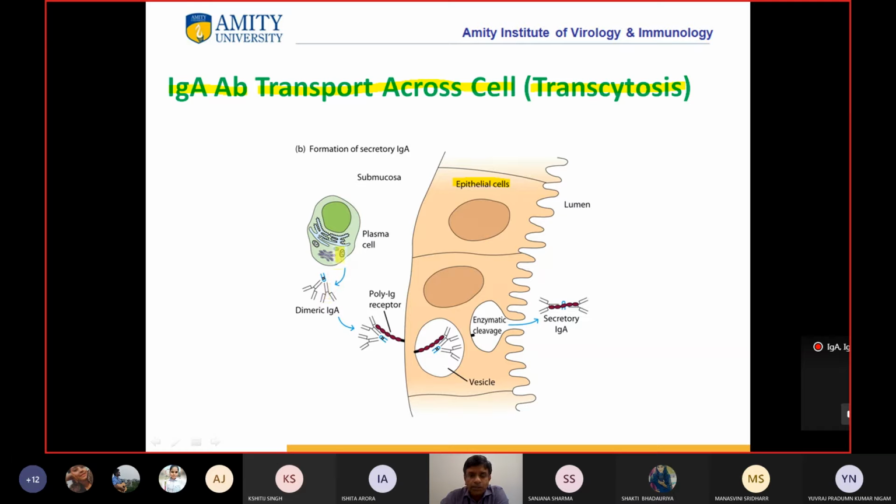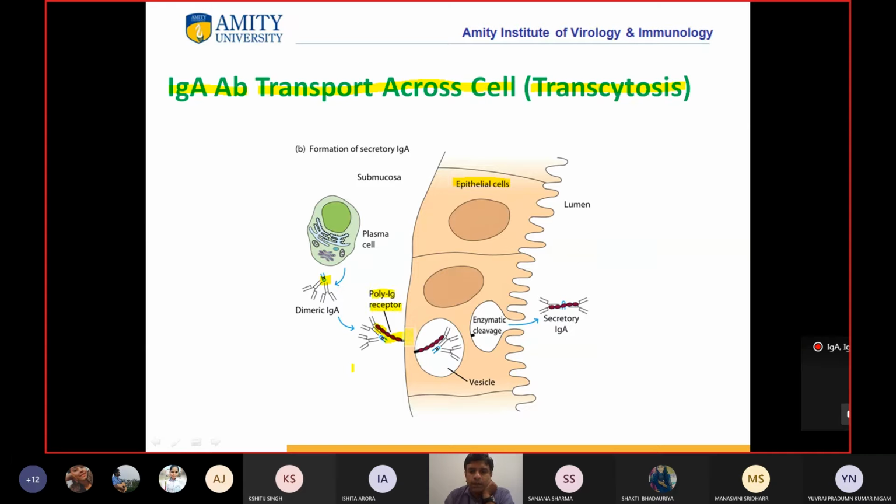And once this IgA comes out, it becomes a dimer. You know the process of dimerization we have already seen. The J chain joins the two molecules of IgA. Now what happens? This dimer goes and binds to a receptor on the epithelial cell. So this receptor is called the poly Ig receptor.